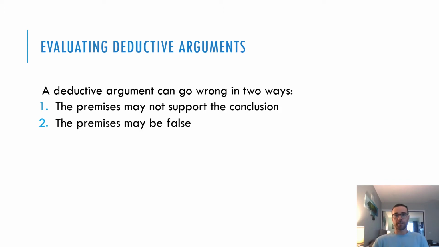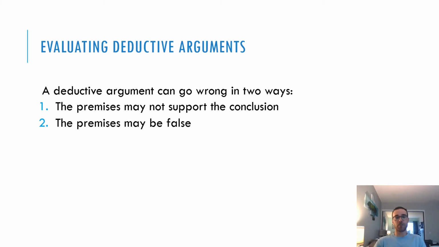So when we're looking at arguments and evaluating them, specifically deductive arguments, these arguments can go wrong in two ways. Either the premises don't support the conclusion. If you remember standard form arguments, with the conclusion being at the bottom and the premises being the bullets above that, either the premises do not support the conclusion or the premises are false for some reason. These are the only two ways arguments can go wrong.